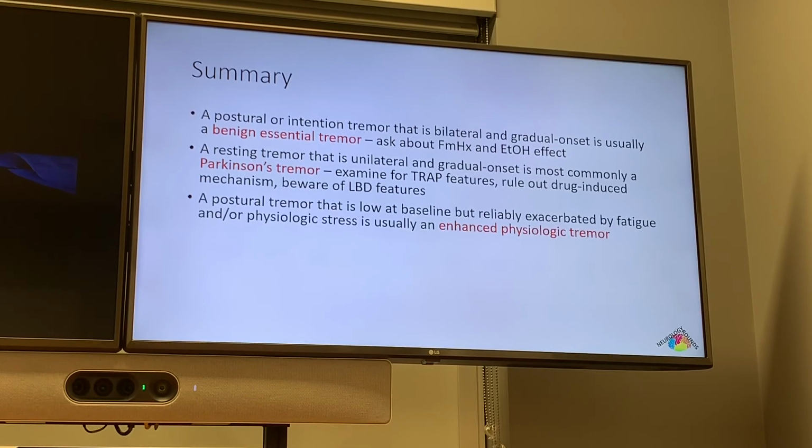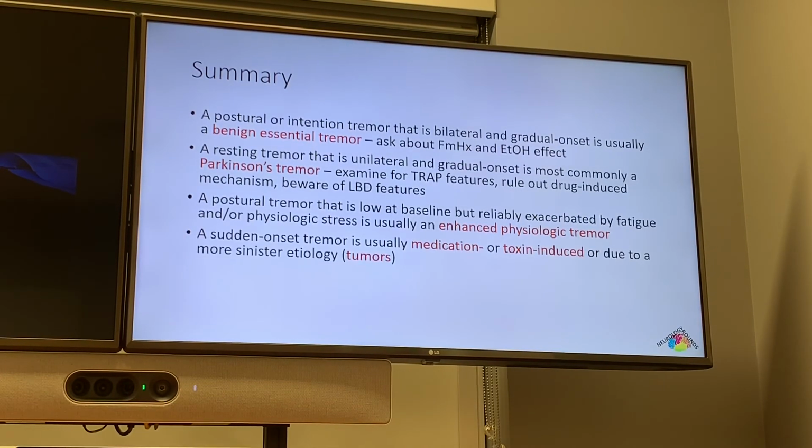A postural tremor that is low at baseline but has very clear triggers is usually an enhanced physiologic tremor that you don't need to do much about aside from trigger avoidance. You can use propranolol if you like, or if the patient requires it. And then there's the sudden onset tremor. Usually this is medication or toxin induced, or can be more sinister, so tumors or CNS infections, so abscesses.